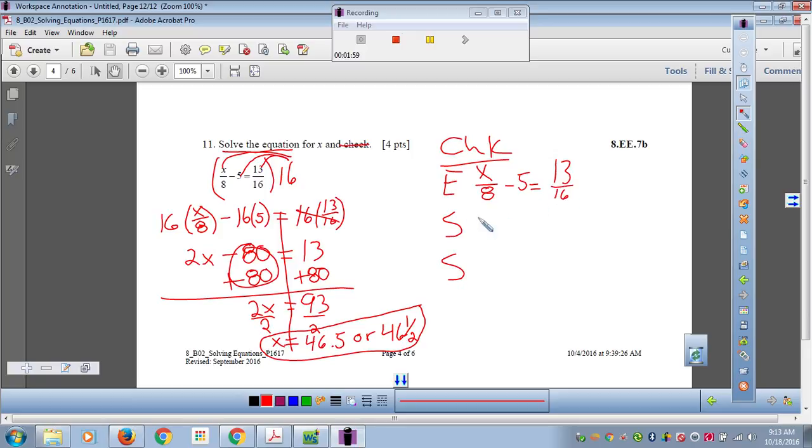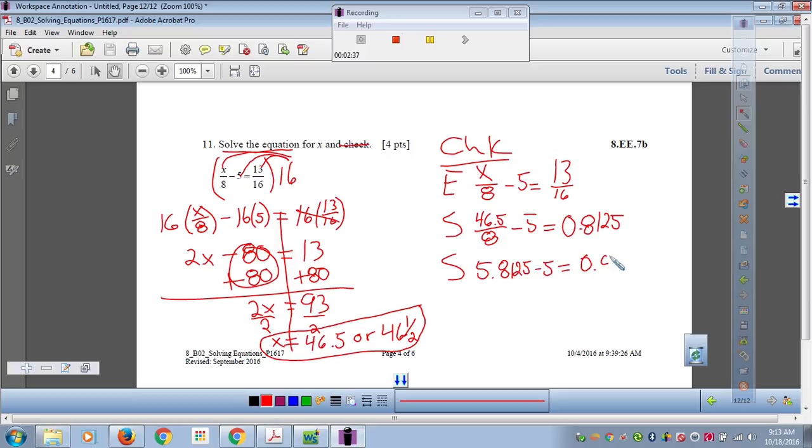Now, I substitute my value in. 46.5 over 8 minus 5 equals, now I'm going to turn 13 over 16 into a decimal, because this will make the next step much easier. So now I solve. So 46.5 over 8 is the same as 5.8125, and I'm going to subtract 5 from that, and I get 0.8125.